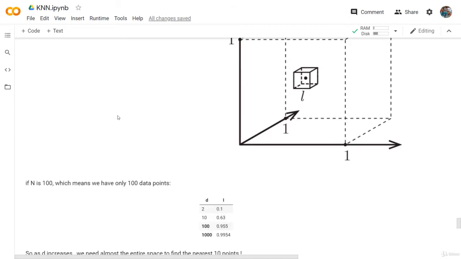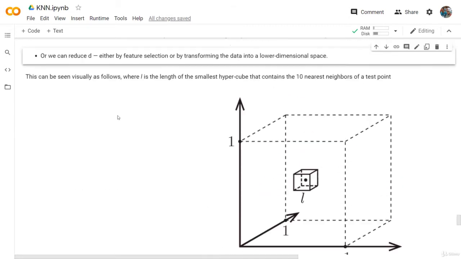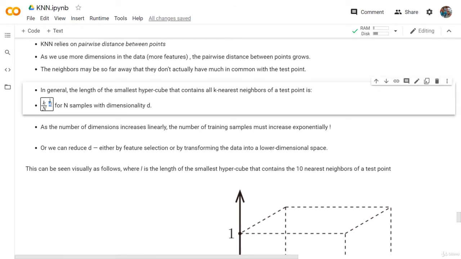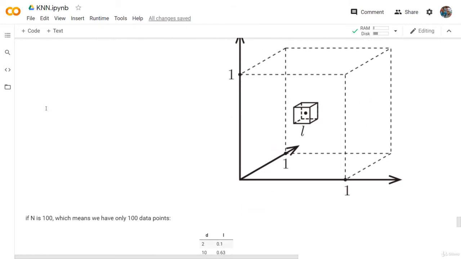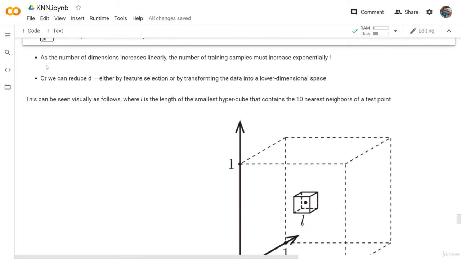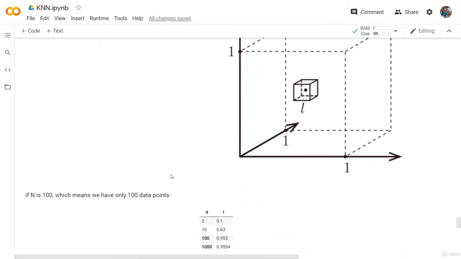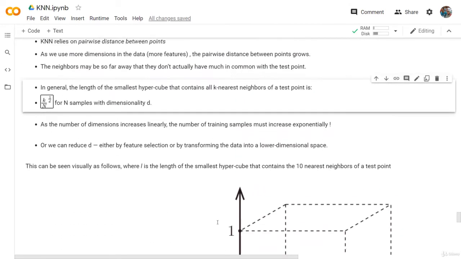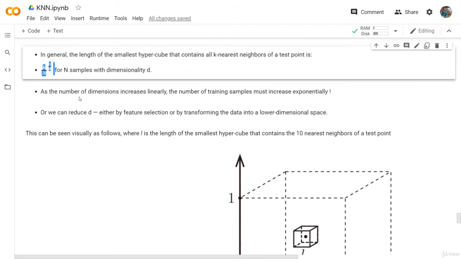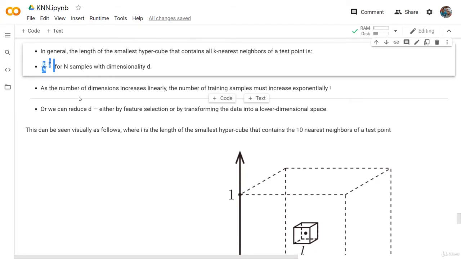If we have only 2 dimensions, and we insert d equal 2, n equal 100 and k equal 10 into the equation and calculate it on your calculator, you will get L equal 0.1. So this equation represents L, the length of the smallest hypercube that contains all k nearest neighbors of a test point.